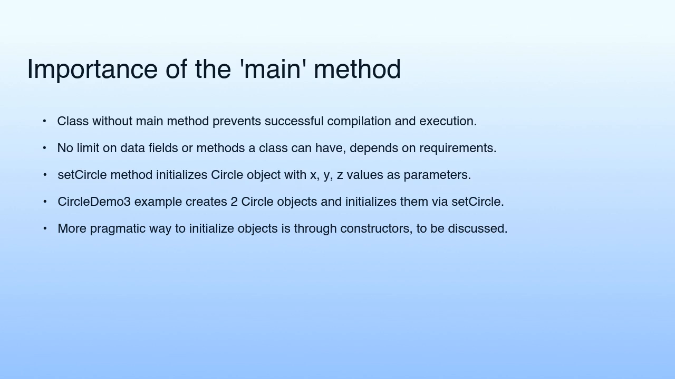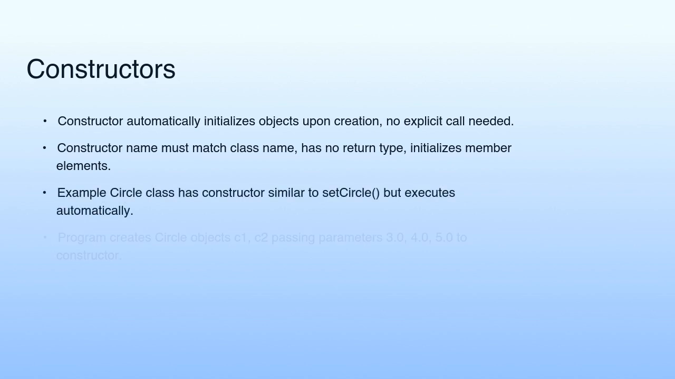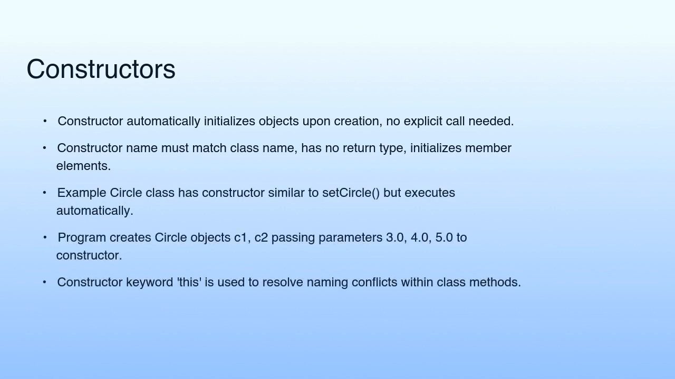The setCircle method initializes a circle object with x, y, and r values passed as parameters. Constructors provide a more pragmatic way to initialize objects. A constructor automatically initializes objects upon creation, without requiring an explicit call. The circle class has a constructor that initializes its member elements, similar to setCircle but executing automatically.